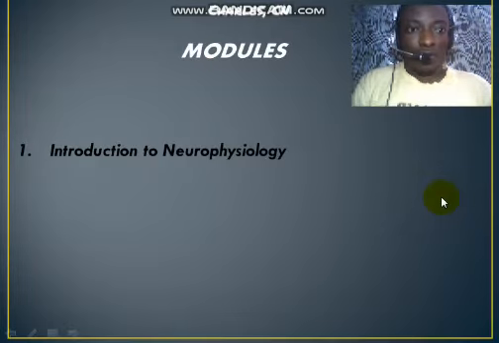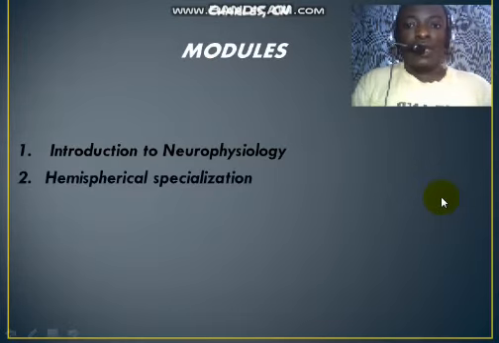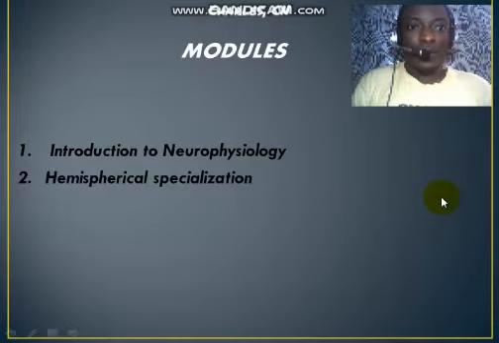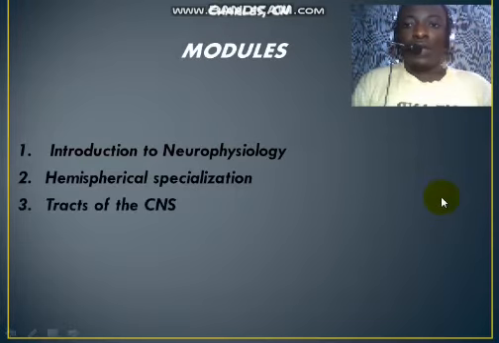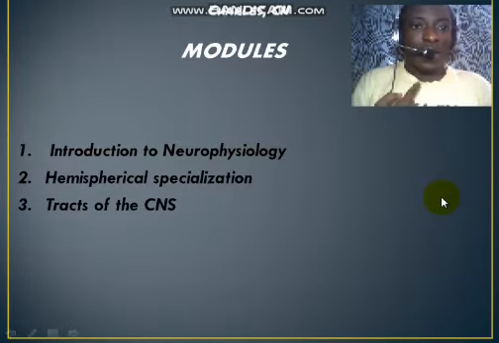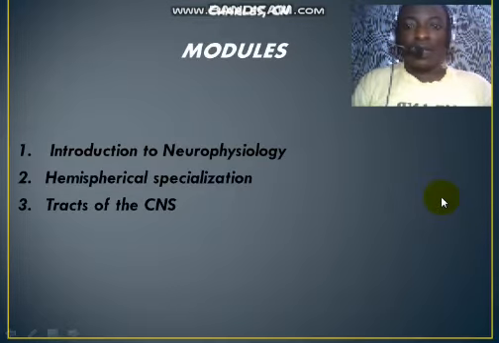What is it about? In module 2, we'll look at the hemispherical specialization, the right and the left hemispheres and their various physiological functions in humans. In module 3, we shall be looking at the tracts of the CNS. The CNS has many tracts which carry information to the brain and also carry motor commands back to our body parts for responses. We'll look at all of that in module 3.